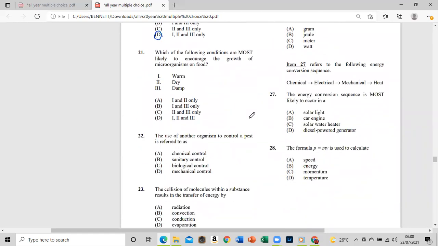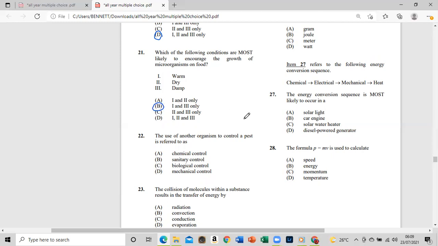21, which of the following conditions are most likely to encourage growth of microorganisms on food? Is it warm, dry, or damp? So that would be warm and damp. So 21 gives us B.